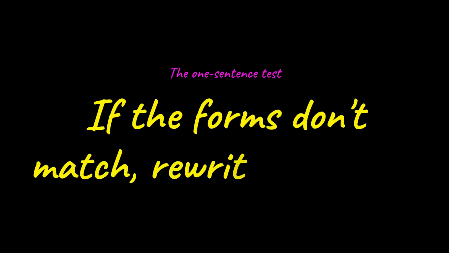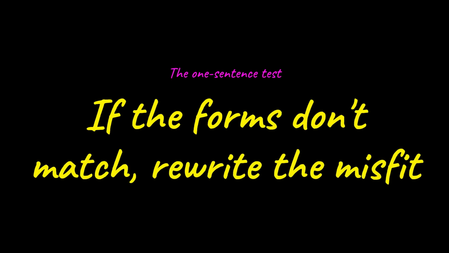The fastest way to spot faulty parallelism is to isolate each item in the series and compare their forms. If they do not match, identify the misfit and rewrite it to align with the others. That single habit will catch the error on any exam.